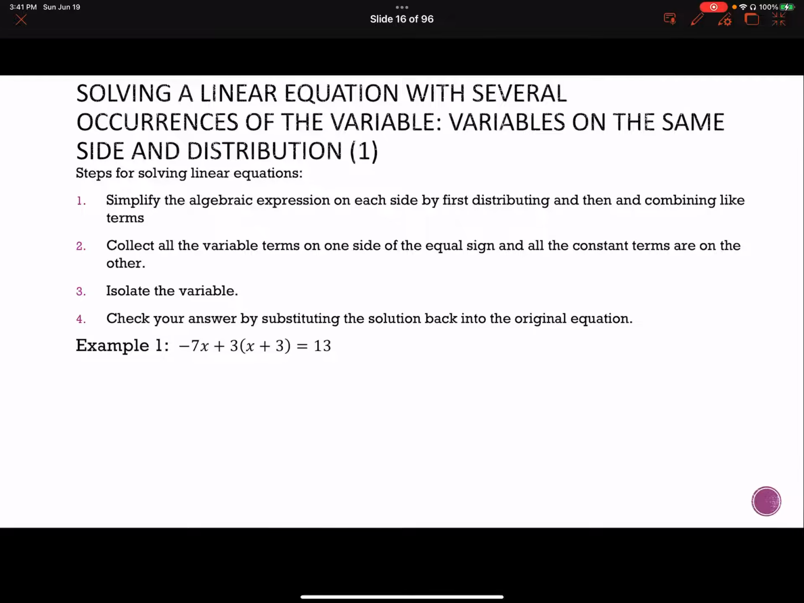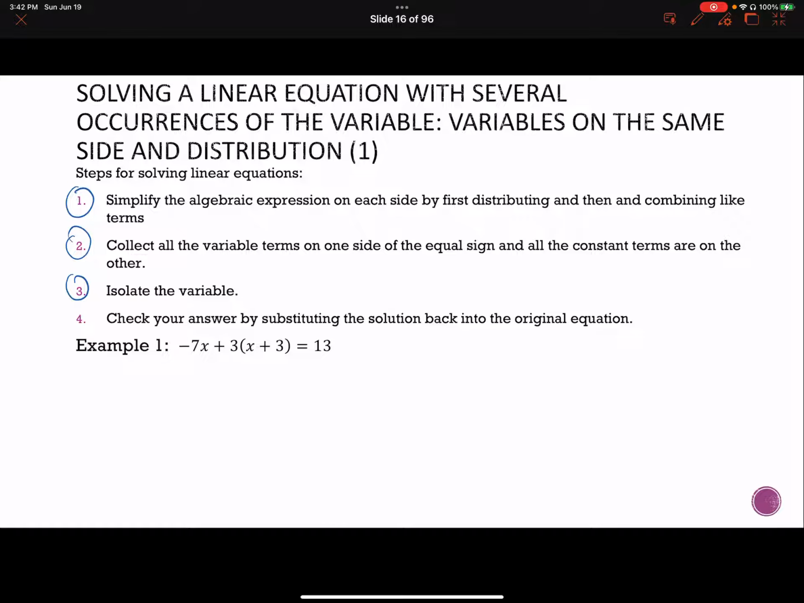This video covers solving a linear equation with several occurrences of the variable, where the variables are on the same side and we need to use distribution. So our steps for solving linear equations are to first simplify the algebraic expression on each side by distributing and then combining like terms. Collect all the variable terms on one side of the equal sign and all of our constant terms on the other.